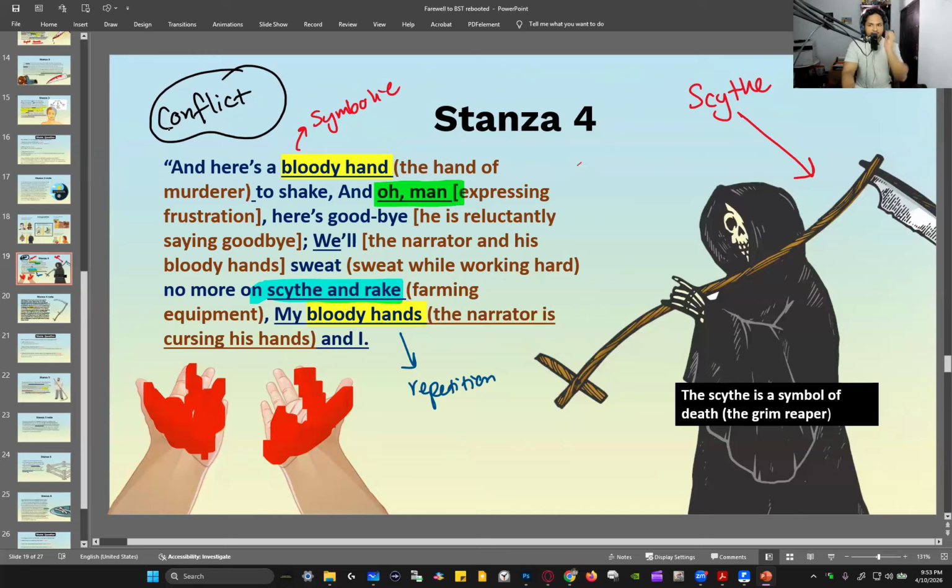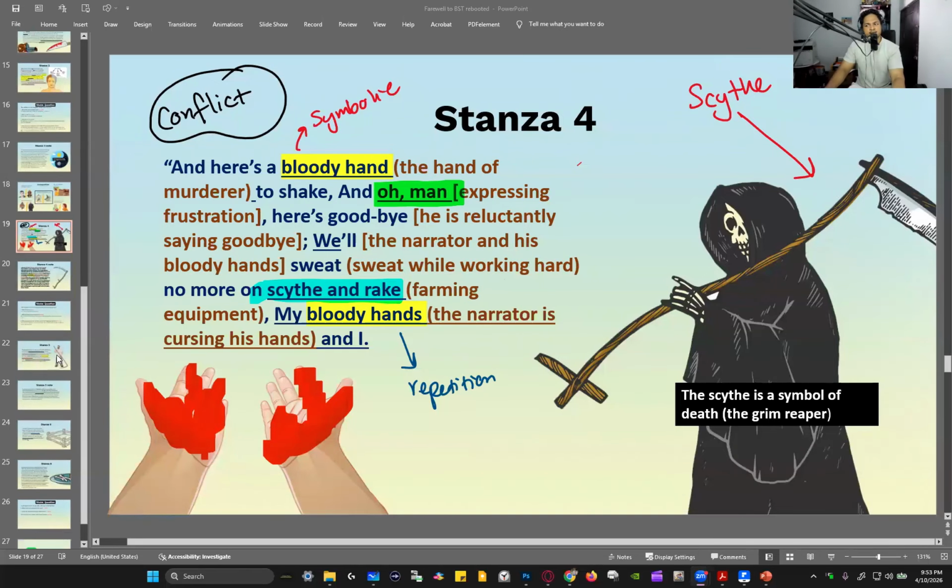Conflict is violent, right? If you think about it, conflict is naturally violent. Many forms of conflict are violent. And here's a bloody hand to shake, and oh man, here's goodbye. Will sweat no more on scythe and rake, my bloody hands and I. The narrator is cursing his hands. He feels guilty. His bloody hands symbolize that he is a murderer. We'll go to the next stanza.